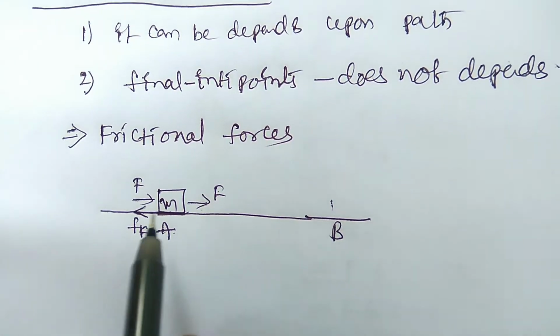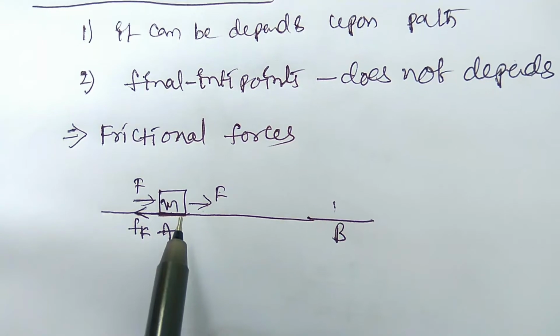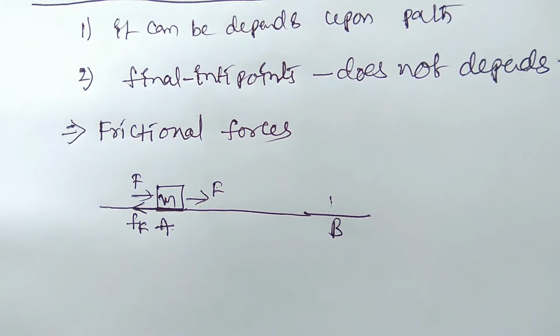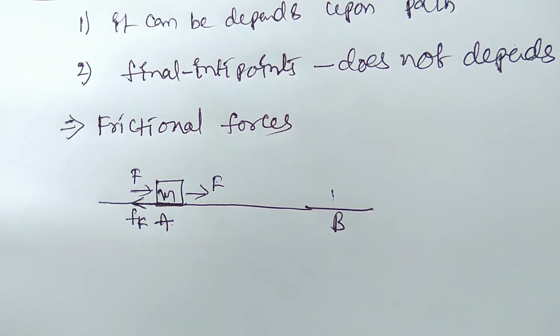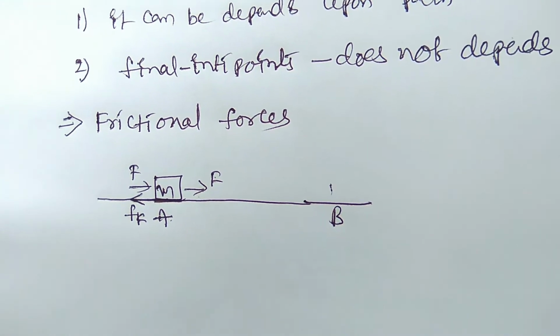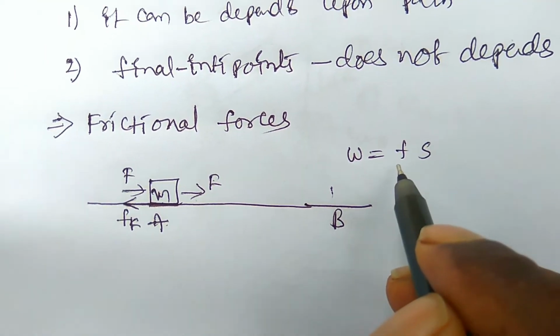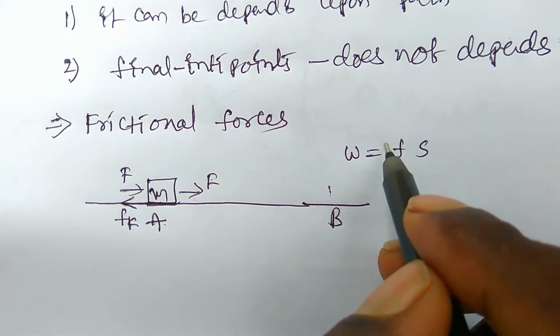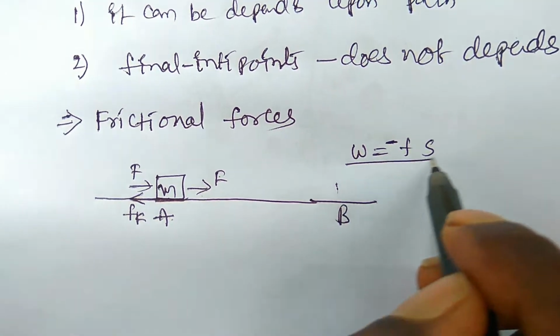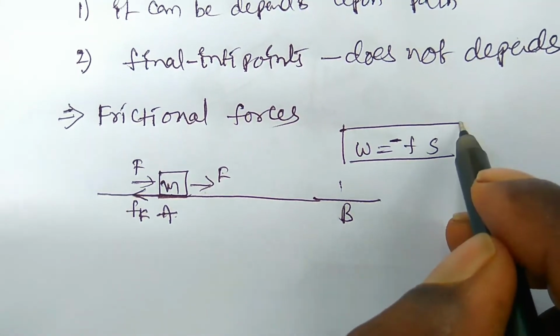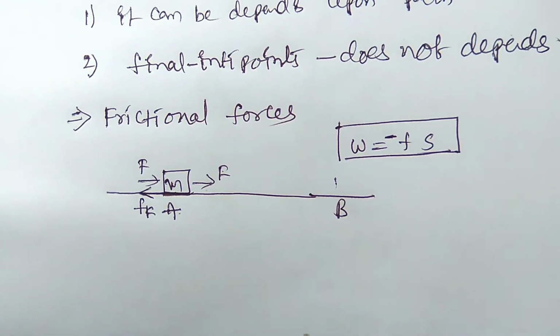So here the forces are acting in opposite directions. The frictional force opposes the motion of the body. Here the work done is W = F into S, right? Here we have to write minus F into S, because the frictional force acts in the opposite direction to the motion of the body, right?